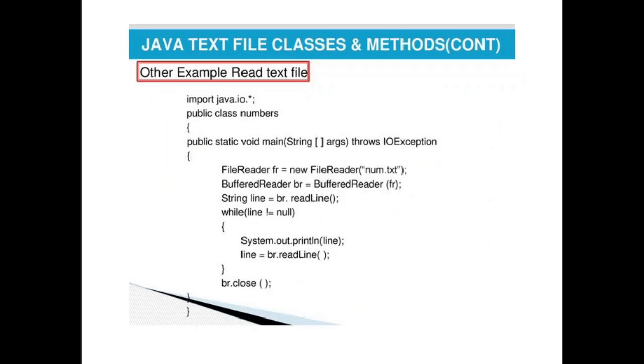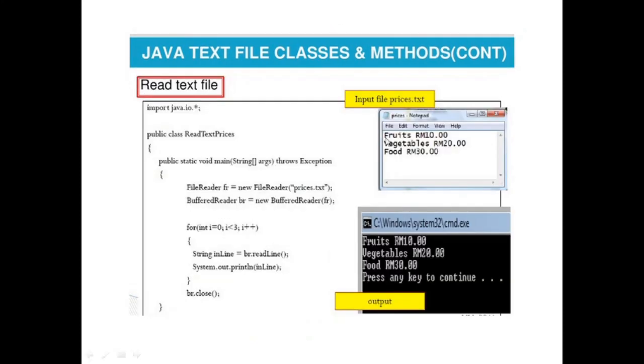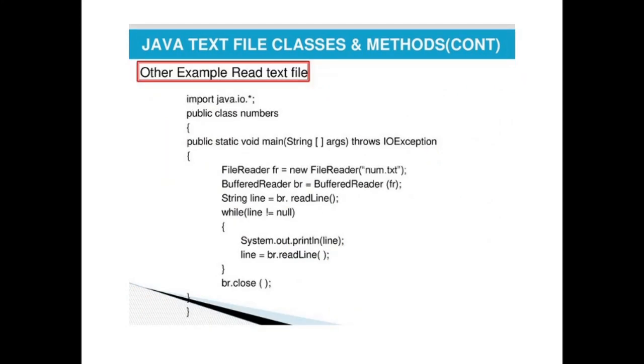Now another example. In this case the limitation is that we already know there are 3 lines. Suppose we are unable to know in advance how many lines there are in a file, which is the case in the majority of cases. So we don't know the number of lines. This program shows how: there's a FileReader fr which will point to the file. Then there will be a BufferedReader, and it will take as its constructor's argument a FileReader object, that is fr.